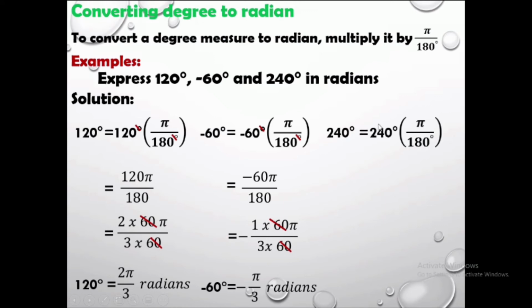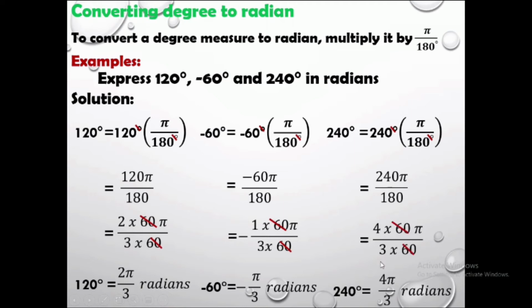240 degrees times pi over 180 degrees equals 240 pi over 180. Reduce this to lowest terms. So, we are going to cancel out the greatest common factor of 240 and 180, which is 60. Therefore, 240 degrees equals 4 pi over 3 radians.